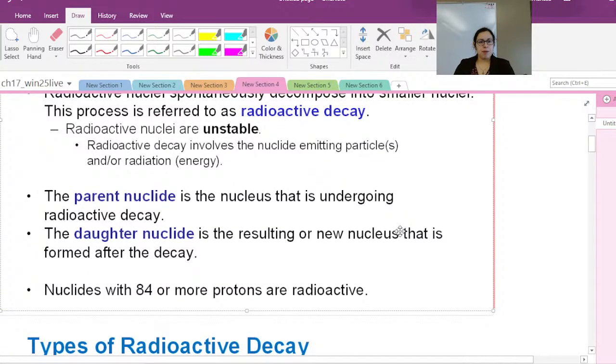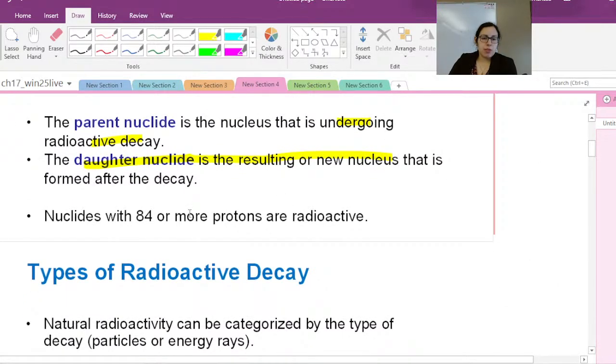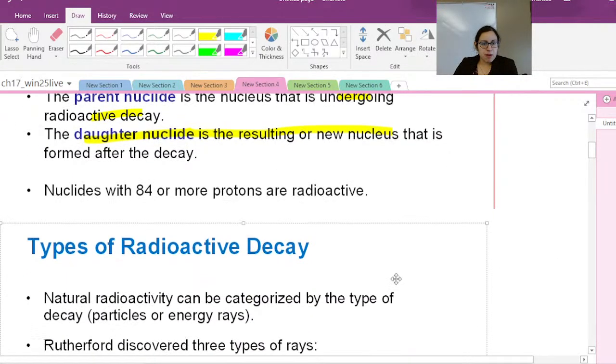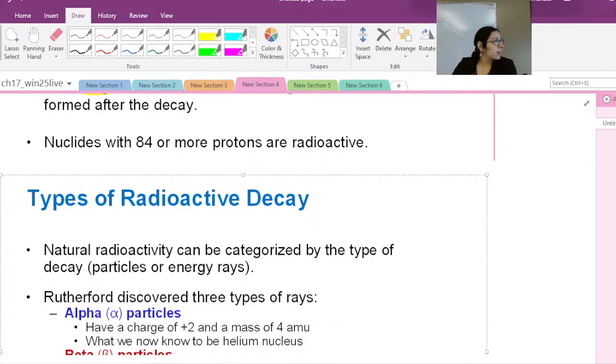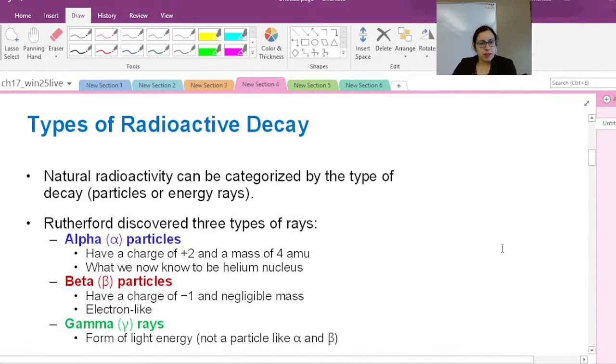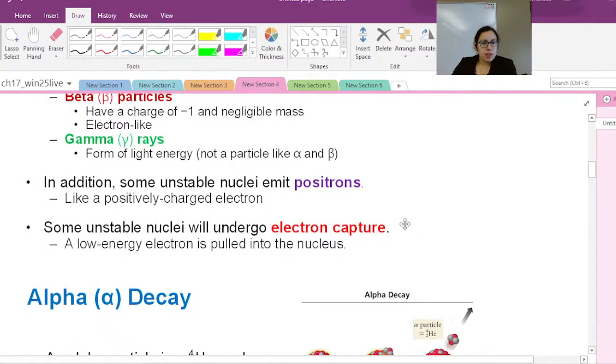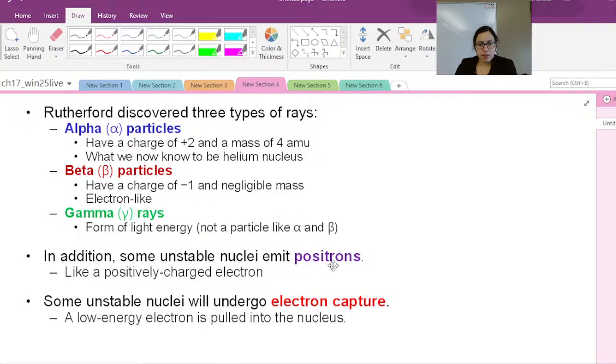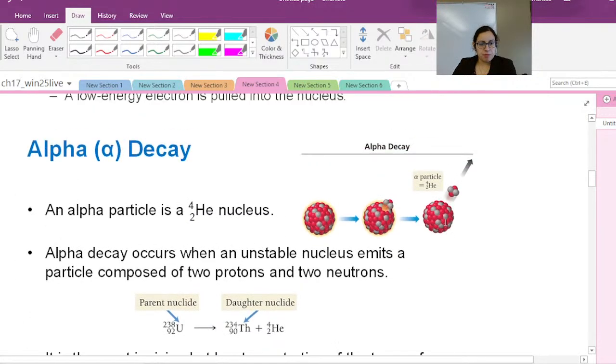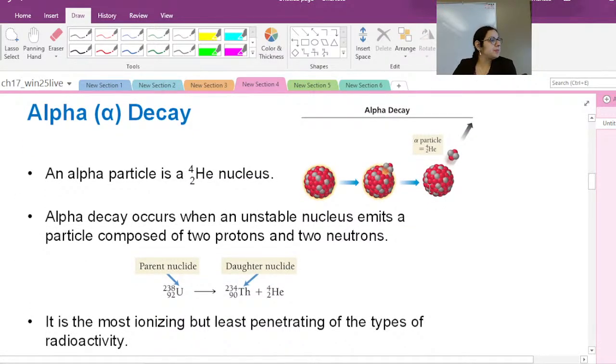And so like we mentioned, the parent nuclide is the one that is undergoing the decay, and then the daughter is whatever the product is. And so anything with 84 or more protons is radioactive. And so then we'll go over the main types of radiation or radioactive decay, and we'll look at these other ones as well. All right, so we'll start with alpha decay.